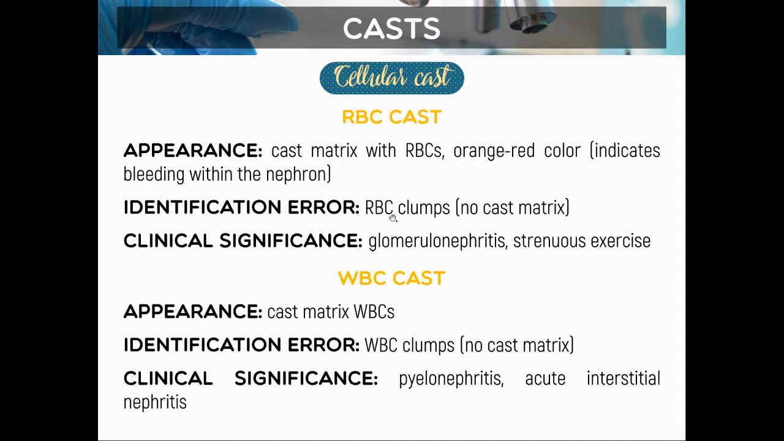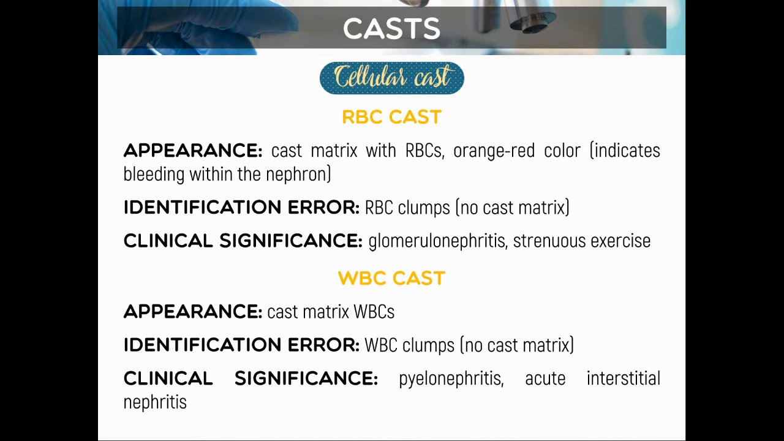Identification error: RBC clumps. To verify, check if there is a matrix, check if it has a form. Usually, RBC clumps are just clustered together, but they have no form. Its clinical significance is glomerulonephritis or strenuous exercise, because if you exercise massively, it can cause bleeding in the kidneys.